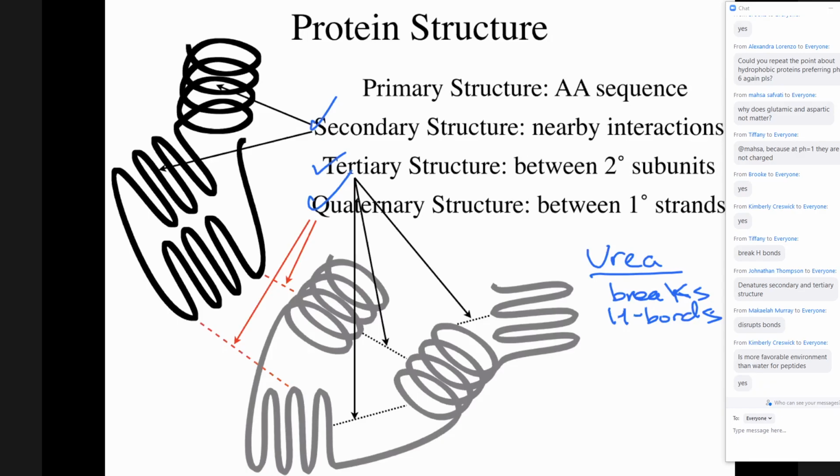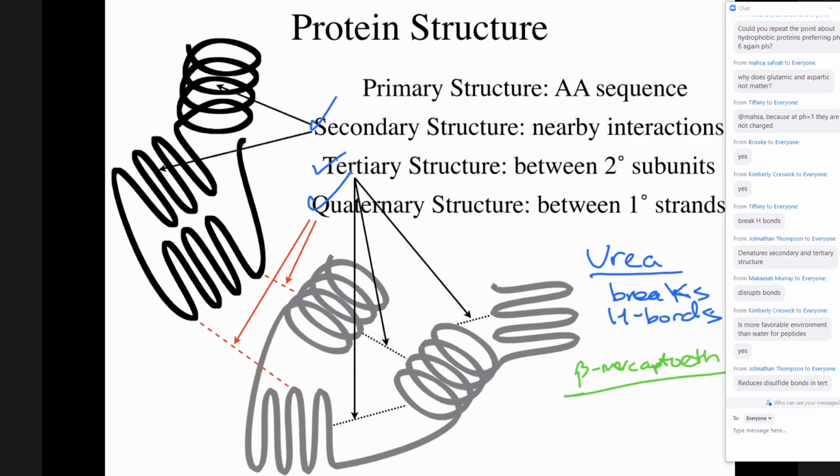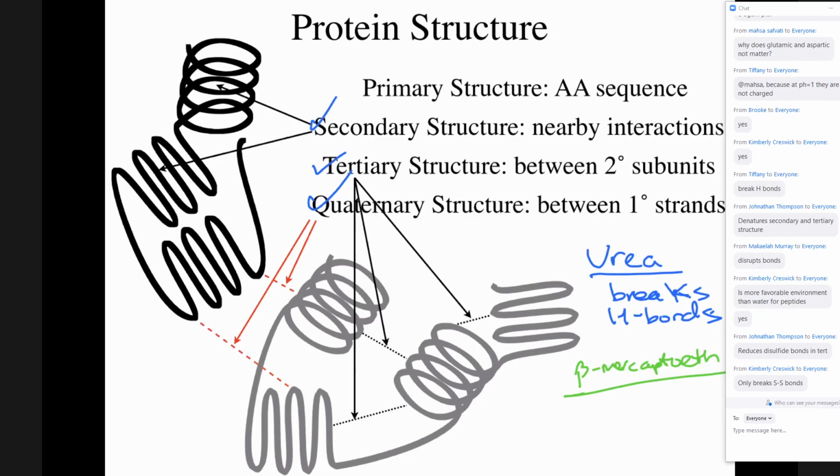Perfect. Okay. Beta mercaptoethanol. I'm still hooked on that one, so forgive me, because there's also DTT. But for this one, it breaks disulfide bonds. So can that mess up those? Perfect. And then last but not least, why would I use an aprotic solvent?